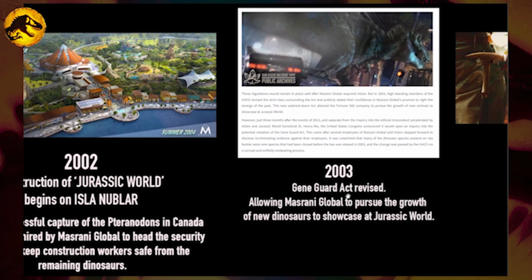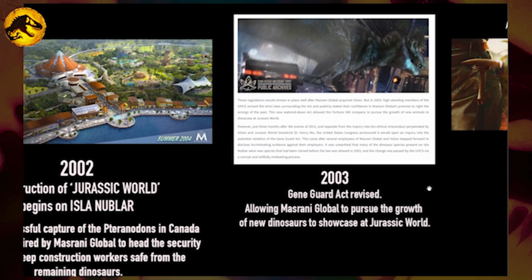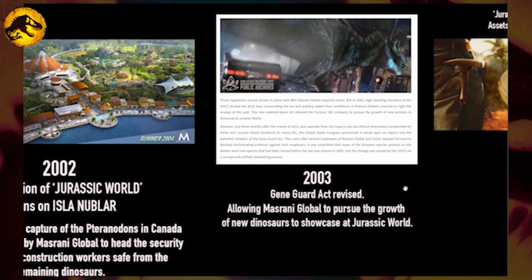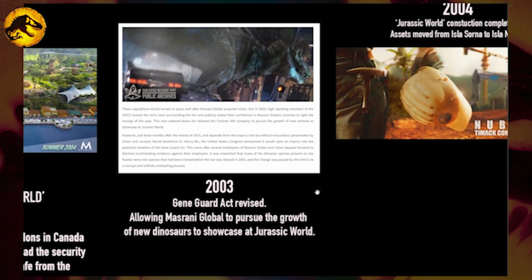2003, the Gene Guide Act is actually revised, allowing Masrani Global to pursue the growth of new dinosaurs to showcase at Jurassic World. All information on why that happened and all the corruption and goings on as to why that law got overturned can be found on dinosaurprotectgroup.com.